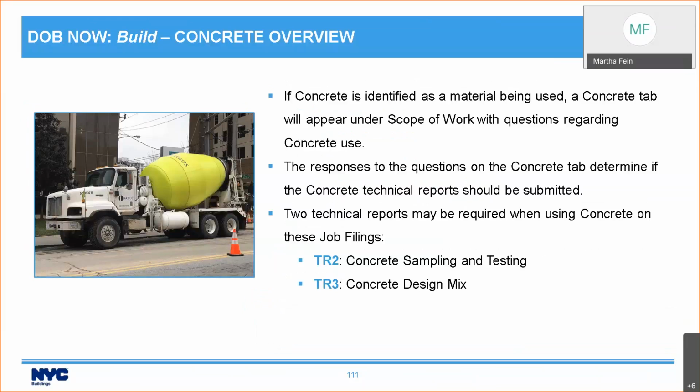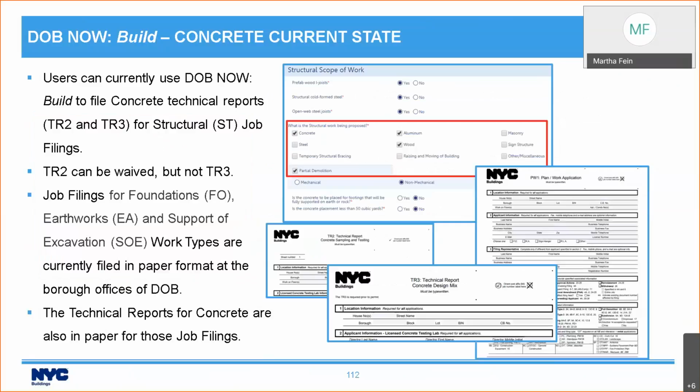If concrete is identified as a material being used, a concrete tab will appear under scope of work, and that will have questions regarding concrete use. This used to show up in the scope of work for the work type, for structural. The responses to the questions determine if the concrete technical reports should be submitted. There are two technical reports that may be required. Those are the TR2 for concrete sampling and testing, and the TR3 for concrete design mix. So you can currently use DOB Now Build to file concrete technical reports for structural job filings. In addition, in the current system, the TR2 can be waived, but not the TR3.